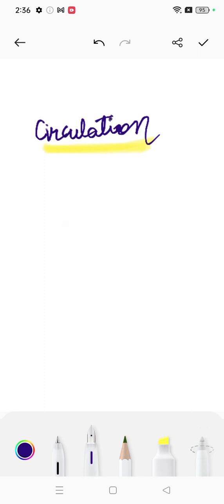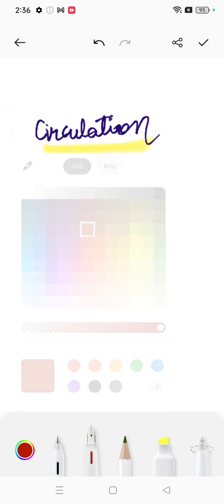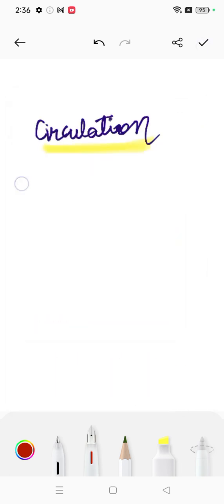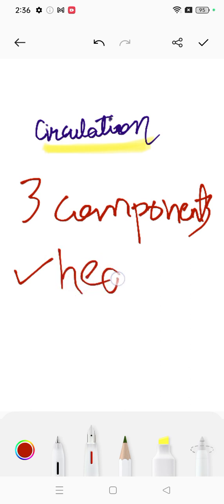Okay, so first thing, circulation has three components which we need to know to understand this chapter very nicely, because this chapter is only based on those things. First would be the heart. Why heart? Because the heart is the organ which will pump, which will help to do all these activities, right? Then we have blood vessels.